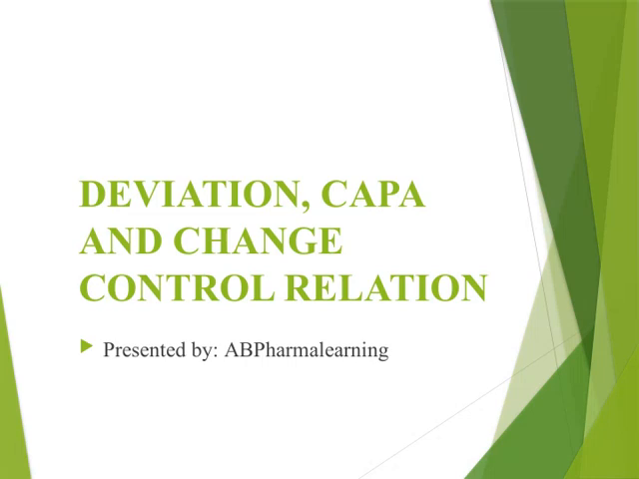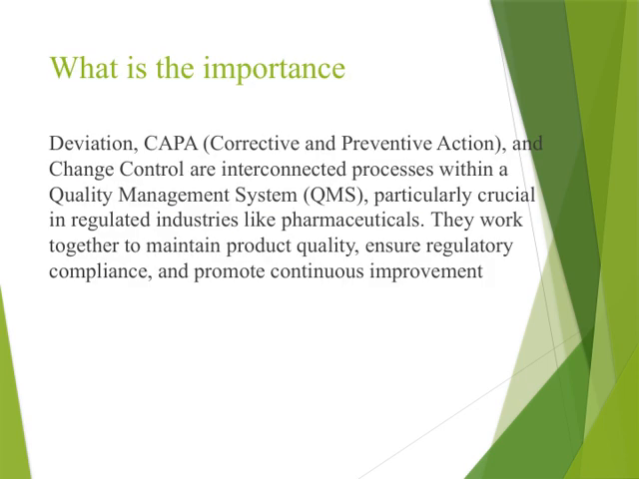We're going to explore the relationship between deviation, CAPA, and change control. This is a crucial topic for maintaining quality and compliance in our processes. Over the next few slides, we'll cover how these elements interact and how they help us improve continuously. Let's get started. Let's talk about why these processes are so important.